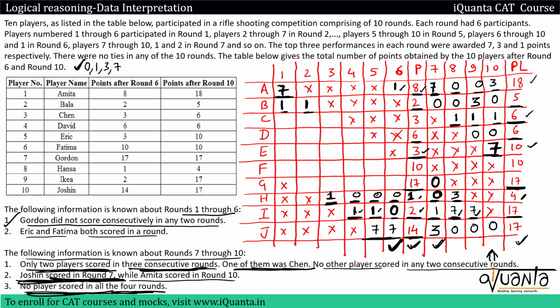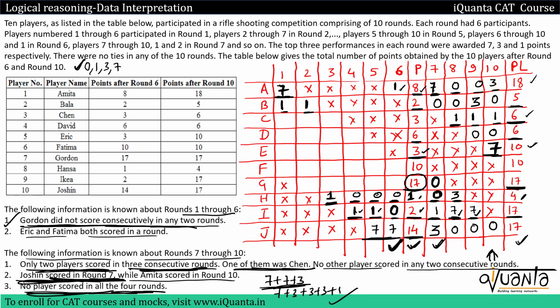Now about Gordon, we had a point that Gordon did not score consecutively in any 2 rounds, and this is about round 1 to 6. Gordon has to score a total of 17 till round 6. So a sum of 17 is possible when we have 7 plus 7 plus 3, or we have 7 plus 3 plus 3 plus 3 plus 1. But this is not possible because Gordon is not scoring in any 2 consecutive rounds.